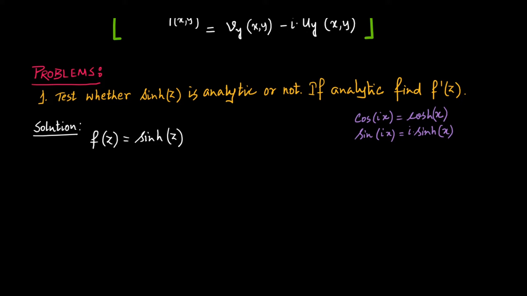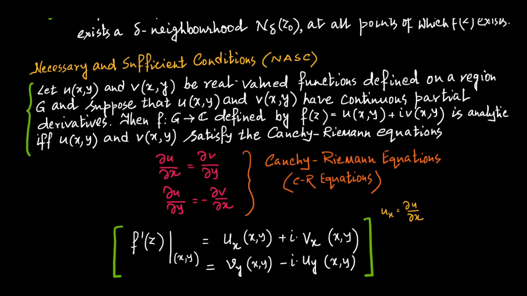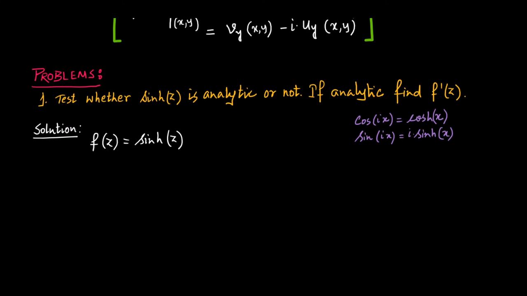I'm again telling you, the sufficient condition means the function has to satisfy the Cauchy Riemann equations as well as the four partial derivatives should be continuous: del u del x, del u del y, del v del x, del v del y. These four partial derivatives should be continuous. Fine, let us check one by one.